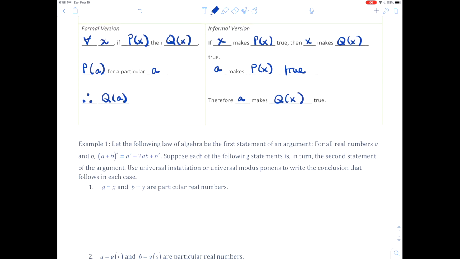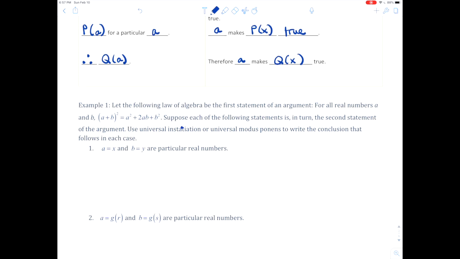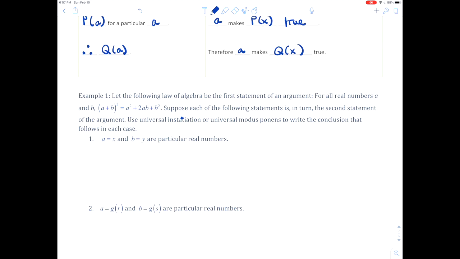So here, let the following law of algebra be the first statement of an argument. For all real numbers a and b, a plus b, the quantity squared, equals a squared plus 2ab plus b squared. Suppose each of the following statements is in turn the second statement of the argument. Use your universal instantiation or universal modus ponens to write the conclusion that follows in each case. So remember, this one here is the first line, all right?